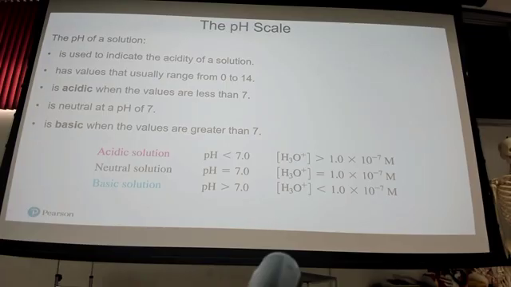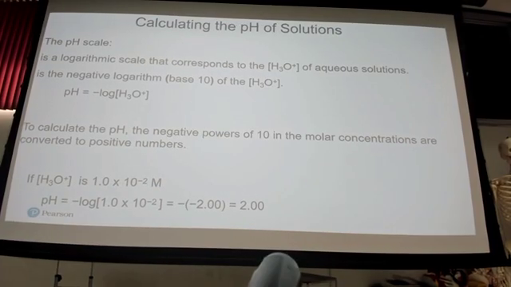The pH calculation is based on the concentration of hydronium ions in solution. pH is the negative logarithm base 10 of the hydronium ion concentration. So that equation is pH equals negative log of the hydronium ion concentration. If we have a hydronium ion concentration of 1 times 10 to the minus 2, the negative log of that number is 2. Any questions about that?